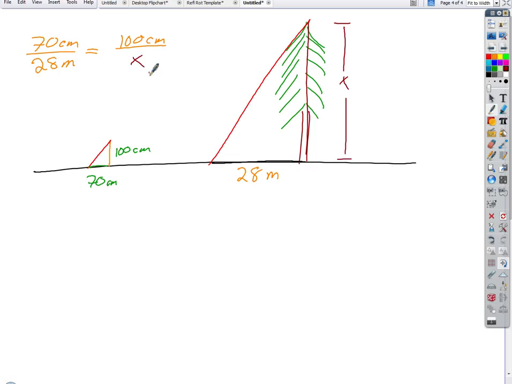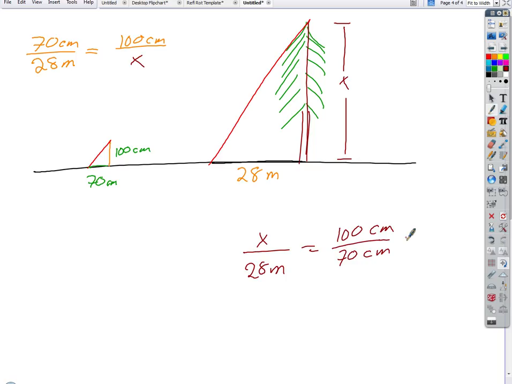So are the units going to work out? Let's see what happens if I cross multiply, or if I exchange diagonally, right? What if I exchange diagonally here? Then I'd get X over 28 meters equals 100 centimeters over 70 centimeters. So what's going to happen? 2,800, you mean? We don't have to though, because look what happens here.